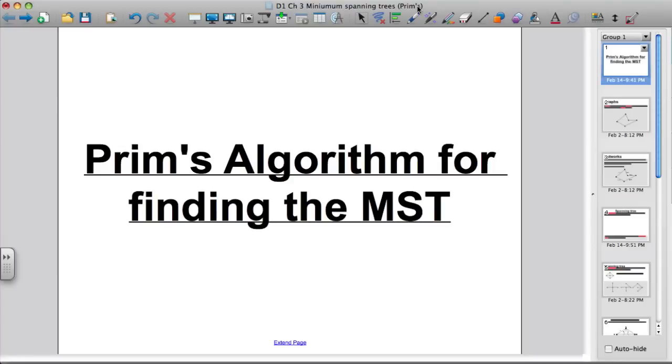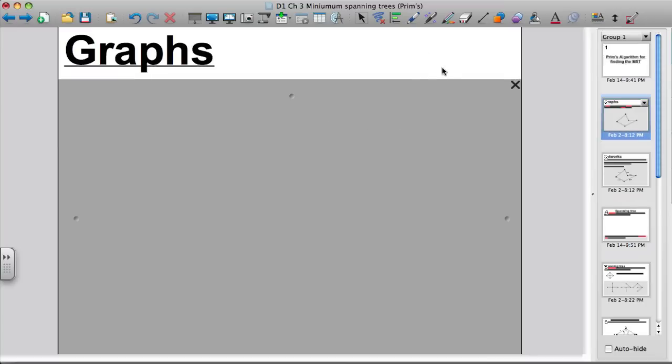Hi there. In the following video I will show you how to perform and use Prim's algorithm for finding the minimal spanning tree of a network. To start with, a few definitions just to remind ourselves of key terms we're going to need.